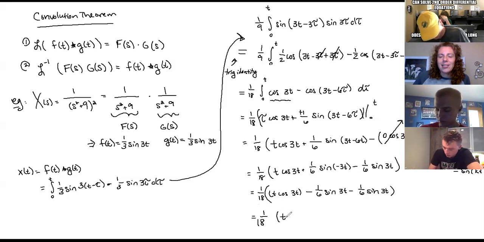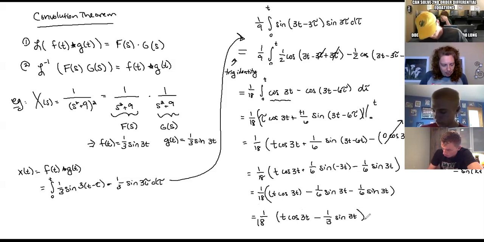1/18 t cosine 3t minus 1/3 sine of 3t. There's 2 pieces, so 1/6 plus 1/6 is 1/3.